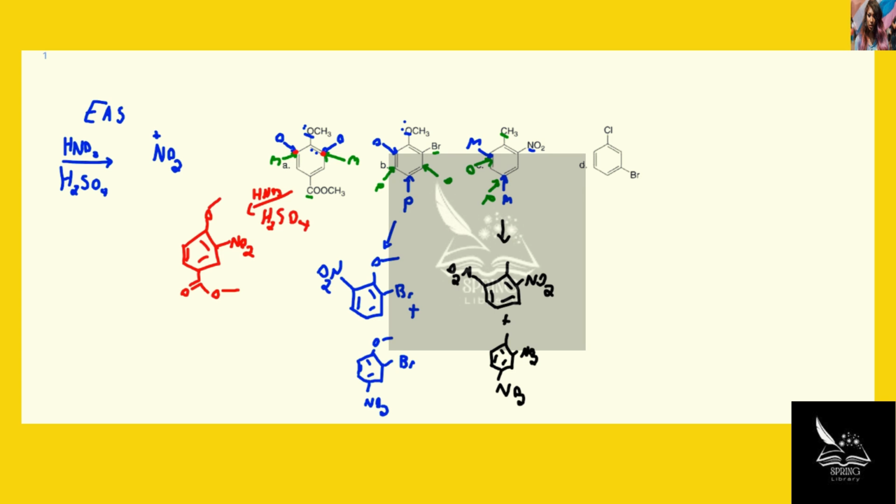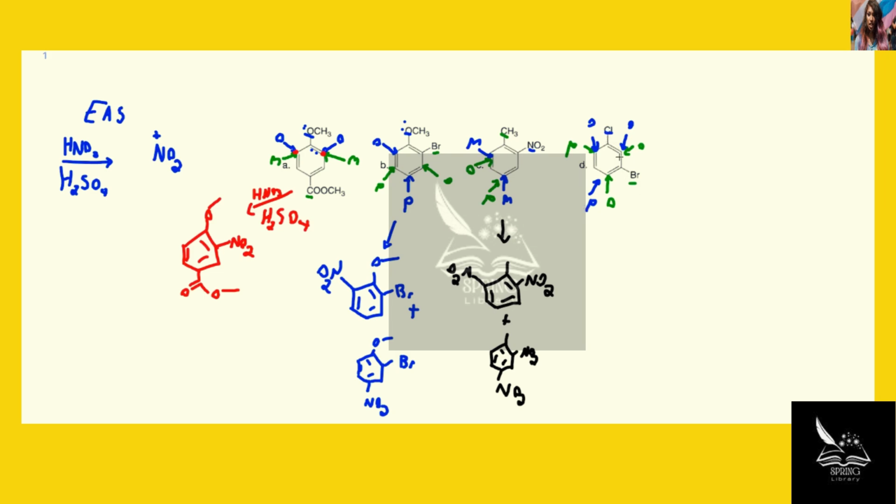Now, what about the last problem? D. So D, we have a chlorine and bromine. These are both halides. We know that halides direct ortho and para, just like the bromine over here. So, for example, in the bromine, we have a direction ortho and para. Chlorine, again, ortho and para. However, this is a meta-substituted benzene group.